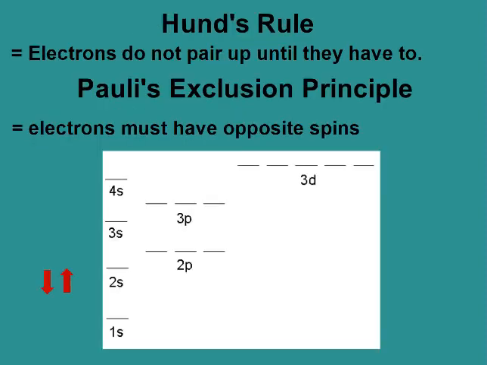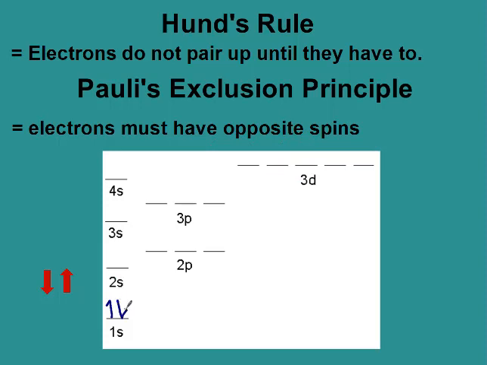Hund's rule says that electrons do not pair up until they have to. So if there's an empty orbital, they're going to go to the next empty orbital before pairing up. And then Pauli's exclusion principle says electrons have to have opposite spins because they can't have the same quantum numbers. So as electrons enter, they would enter the 1s first because of the Aufbau principle.